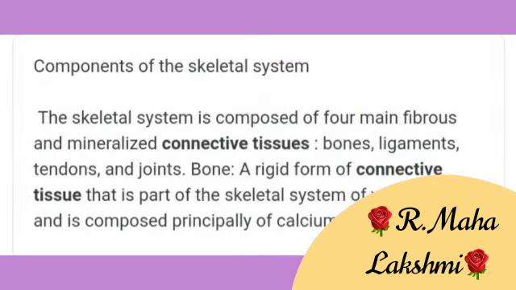Components of the skeletal system. The skeletal system is composed of 4 main fibrous and mineralized connective tissues. 1. Bones. 2. Ligaments. 3. Tendons. 4. Joints. Bone, a rigid form of connective tissue that is part of the skeletal system of vertebrates and is composed principally of calcium.